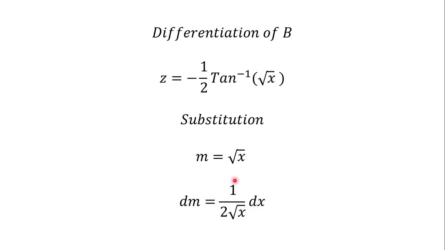Okay, so let's put m here and differentiate this original equation. You see the negative is not giving us any problem. It's just there till the very end. Okay, z equal to minus 1 over 2 tangent inverse of m. This one is simple. This one we easily know the answer to, the tangent inverse of m.